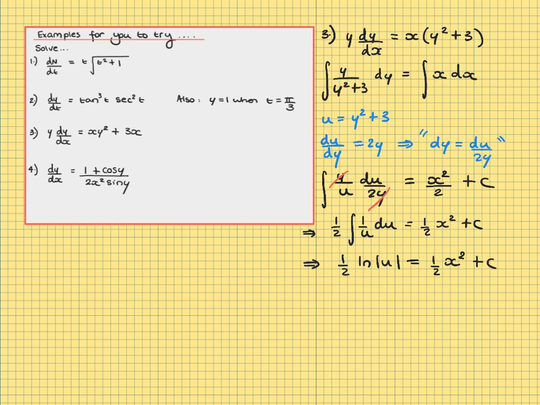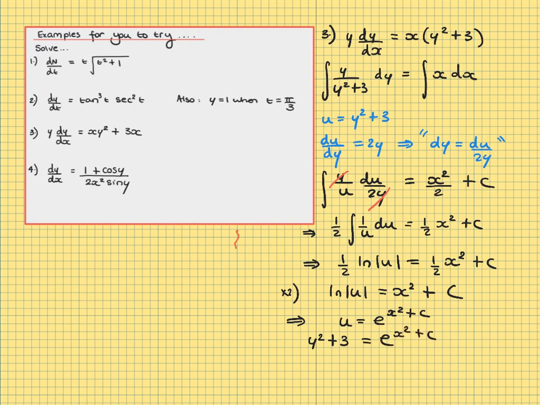Multiply both sides by 2 for simplification here. So ln mod u equals x squared, and I'm just going to call this constant c again, even though it's double the original constant there, and then u is equal to e to the x squared plus c. But of course, what is u equal to? U is y squared plus 3, so y squared plus 3 equals e to the x squared plus a constant.